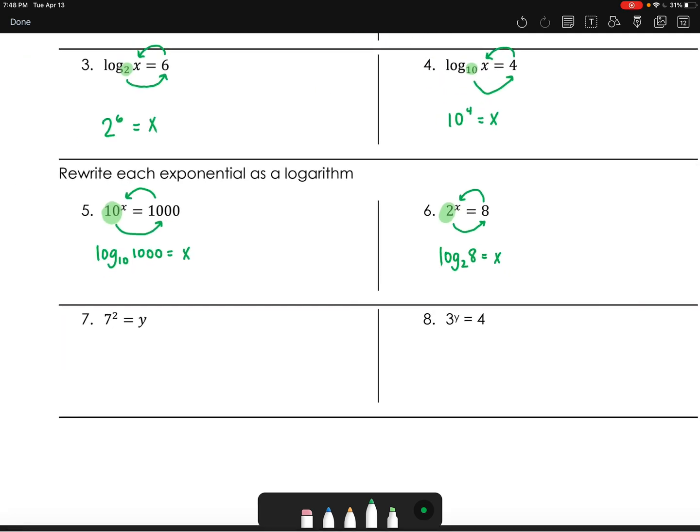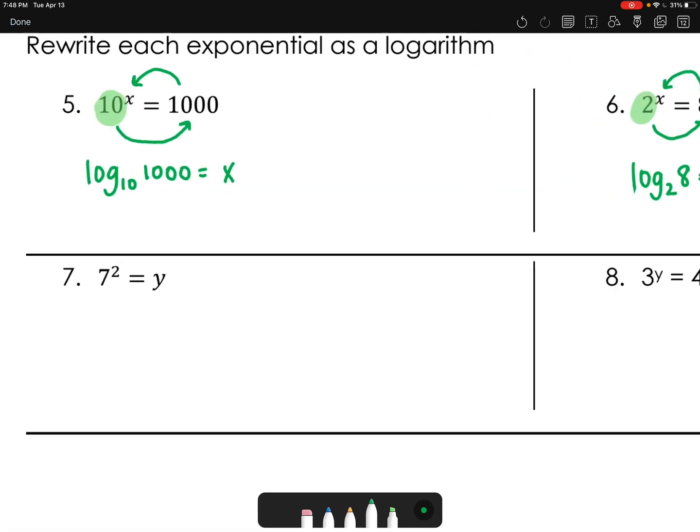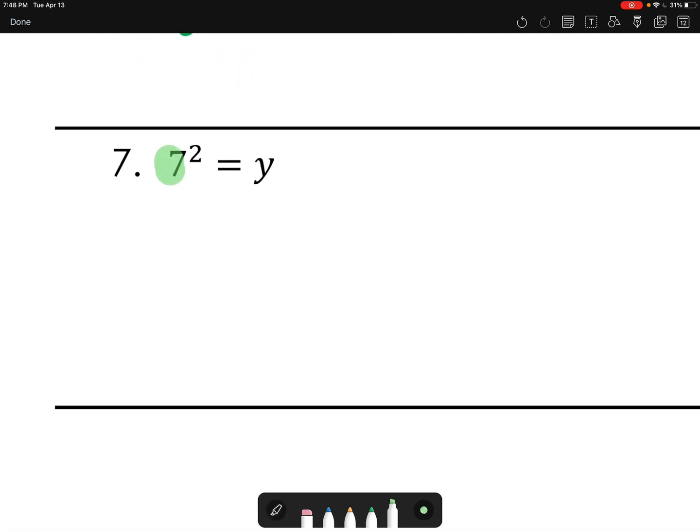Okay, pause and try 7 and 8 on your own. Number 7, I found my base of 7. And I would have log base 7 of y equals 2.